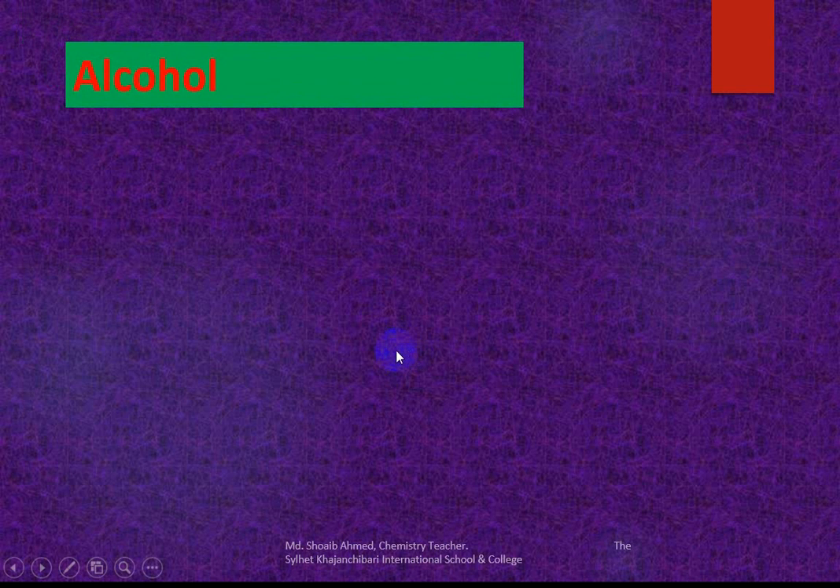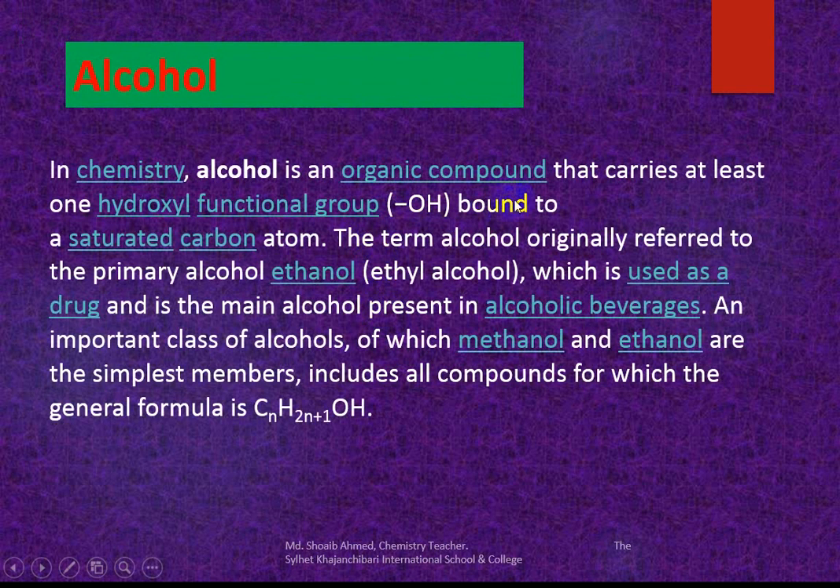Today's topic is alcohol. Alcohol is an organic compound that carries at least one hydroxyl functional group, OH, bound to a saturated carbon atom. The term alcohol originally refers to the primary alcohol, ethanol. Ethanol's other name is ethyl alcohol, which is used as a drug and is the main alcohol present in alcoholic beverages.